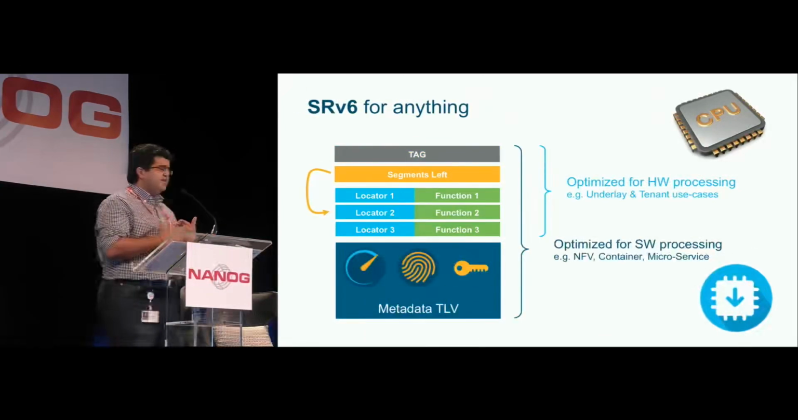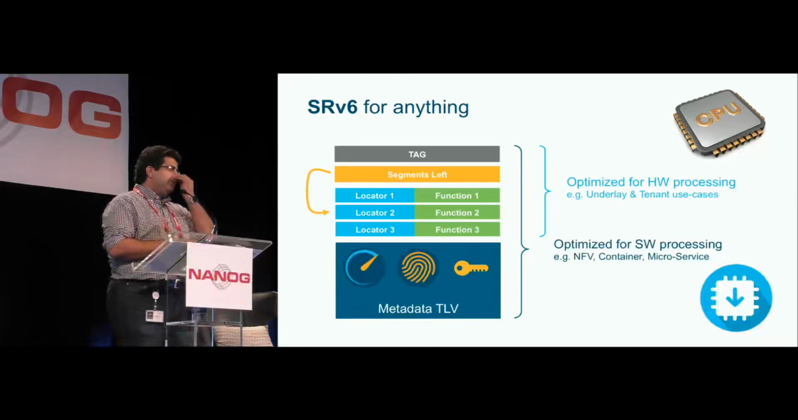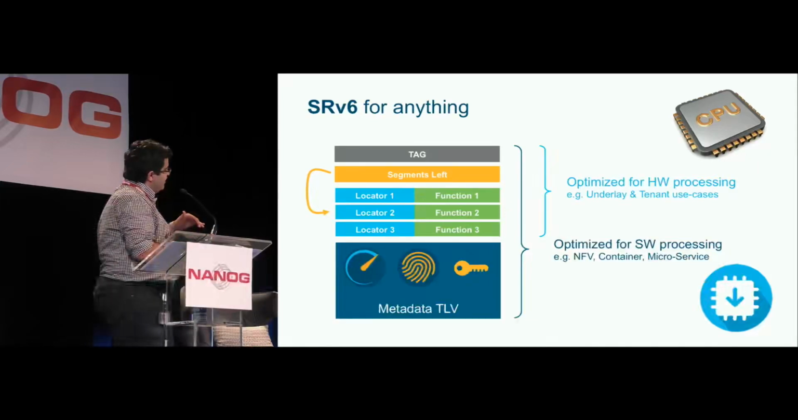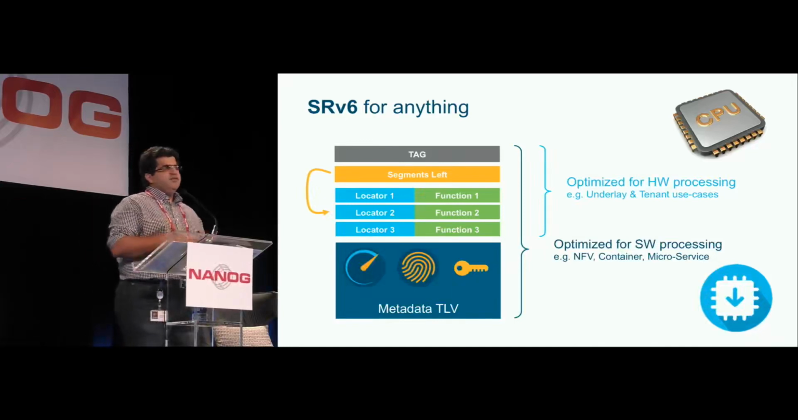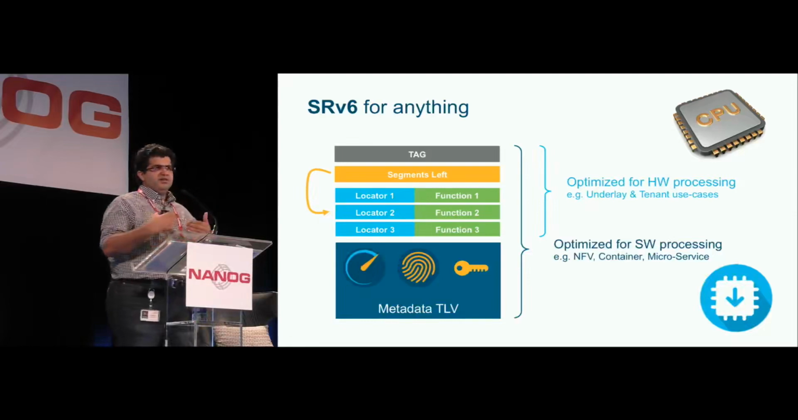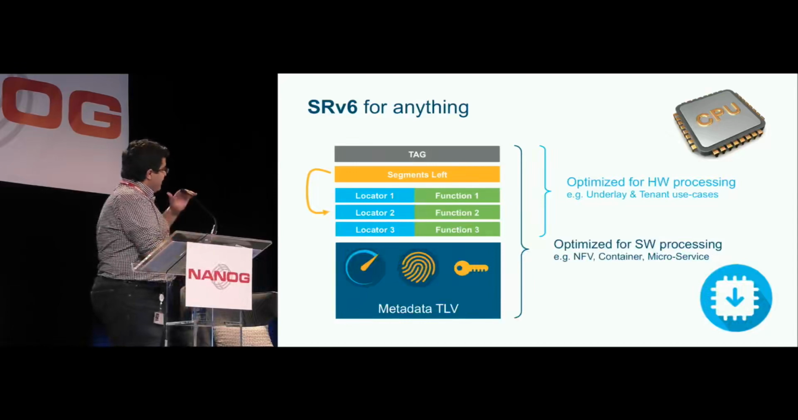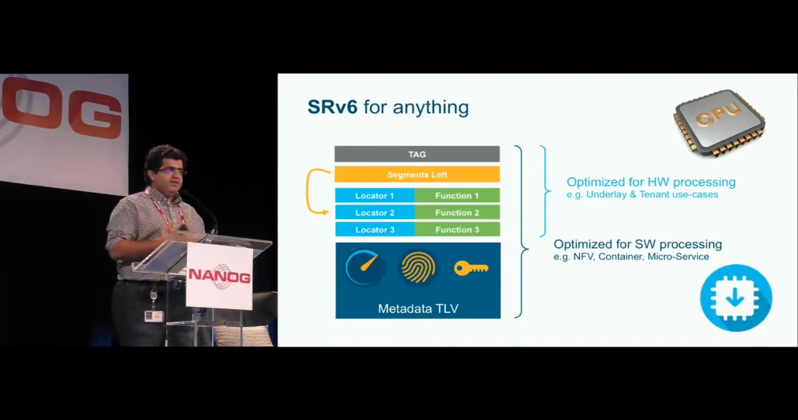So at this time of the talk, you might be wondering, this is all good, but what about performance? How does this perform? We did the first implementation of segment routing v6 about 3 years ago. We have learned a lot. We have optimized the upper part of the header for hardware processing. That part of the header is used for underlay, for tenant, for NFV, for the VPN use cases, where you are encoding the information with segment left, in the network program with the network instructions.